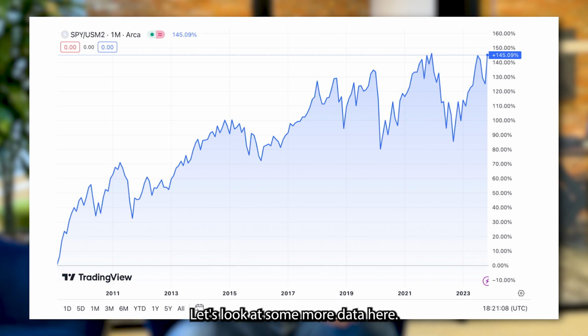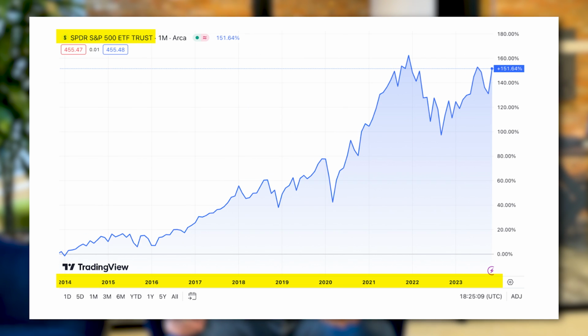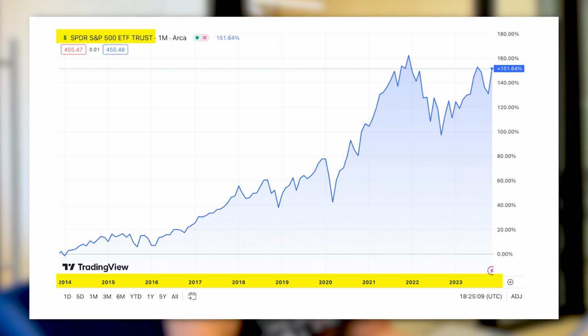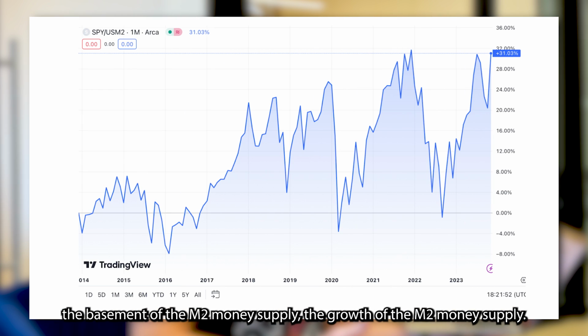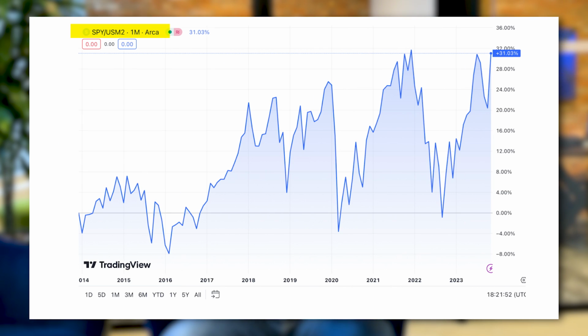Let's look at some more data here. If I look at the S&P 500 from the year 2013, so the last 10 years, you can see it's a pretty nice return. It's like 151% or whatever it is on this chart. Okay, that's pretty good. But let's take into account the growth of the M2 money supply. If we take that chart from 2013, a 10-year investment, so you invested a decade in the S&P 500, and we divide it by M2, you can see you're really only up 31% in purchasing power terms.